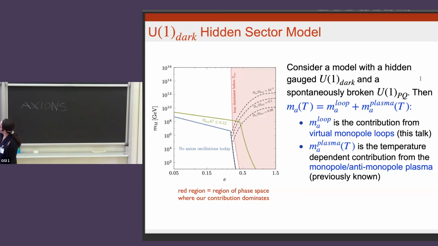So on this plot here, I have monopole mass versus the coupling. Now, below this blue line, there would be no axion oscillations today, so the axion couldn't be dark matter. Above this green line, the combination of axions and monopoles would be enough to overclose the universe, so that's forbidden. And then these dotted lines, which are also a little hard to see, are the fraction of dark matter that's the axion. So this is 10 to the minus 3, 0.1, and 0.99. So you can see this changes very rapidly. And so this region between these two is the allowed region. And you can see for quite a substantial fraction of this, this is the dominant contribution to the axion mass. And so this becomes very relevant when you're talking about early universe scenarios.